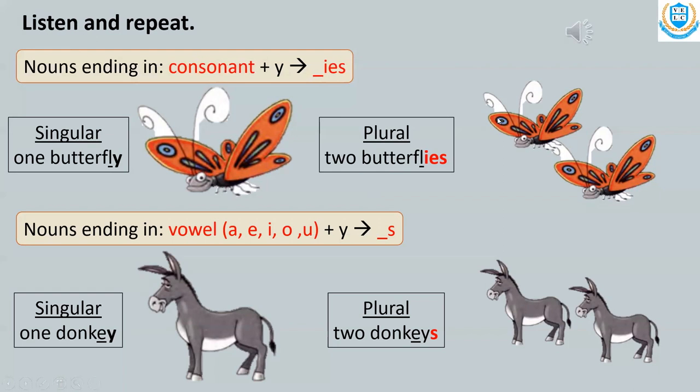Listen and repeat. One butterfly. Two butterflies. One donkey. Two donkeys. Okay, you got it. So let's do this one.